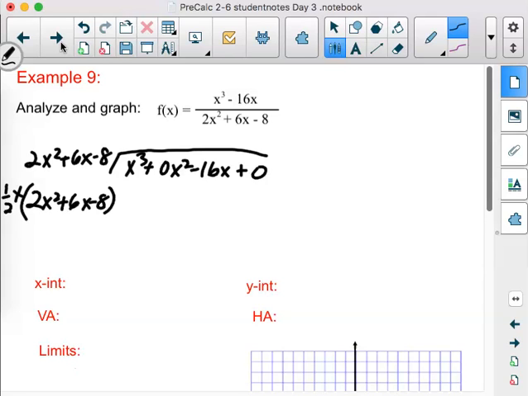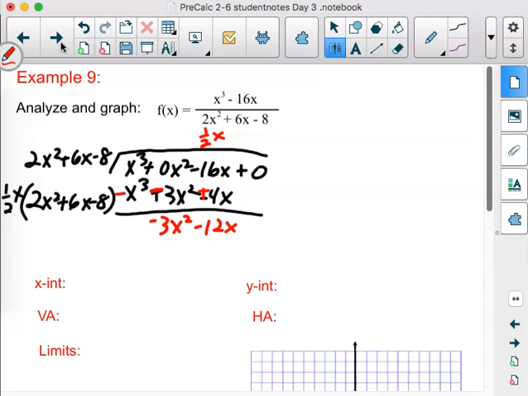And x times x squared is x to the third. 1/2 x times 6x will be 3x squared. 1/2 x times negative 8 will be minus 4x. Change the signs and add. And it did what we wanted. The x cubes are gone. So I'm going to put my little 1/2 x right up here. But I'm also going to have negative 3x squared and then minus 12x plus 0. So I have to do this again.